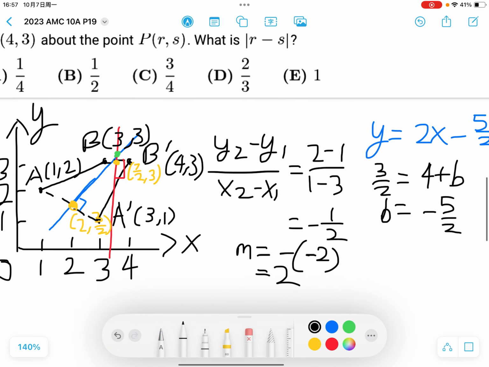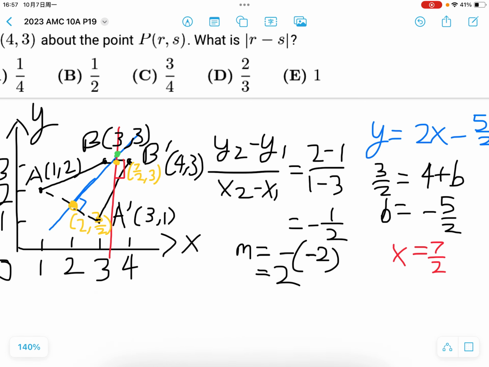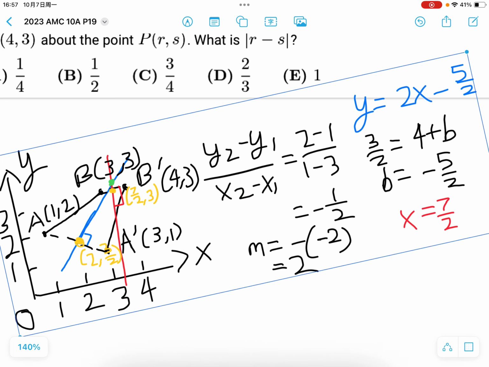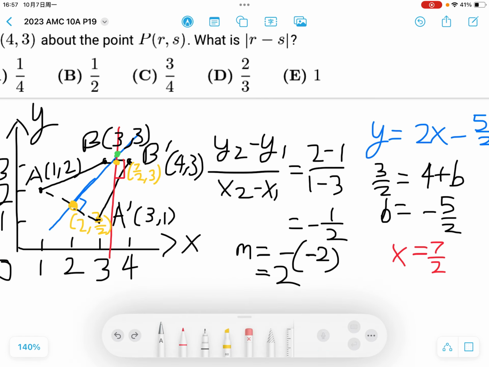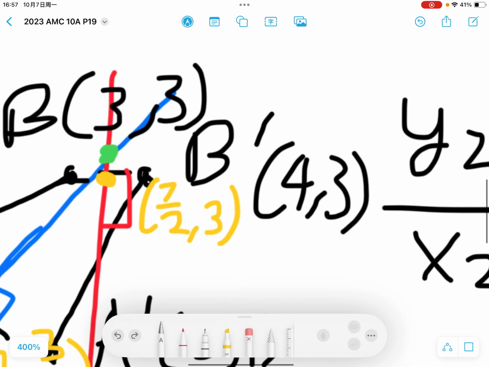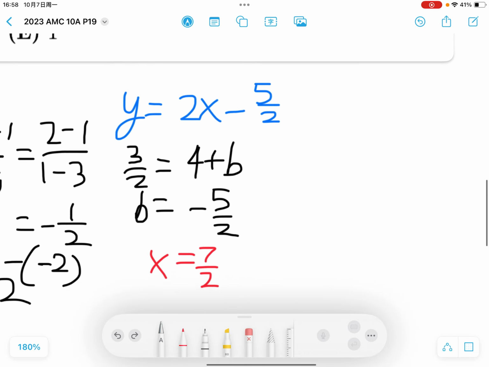So that's one of the points on this straight line that is parallel to the y-axis. Since it's parallel to the y-axis, we don't really have to find y or anything. The equation is just going to be x equals 7 over 2. Oh, let me write that in red. x equals 7 over 2. So we just want to find the intersection of the blue and red line, which is just this green point over here, and that's just our P.